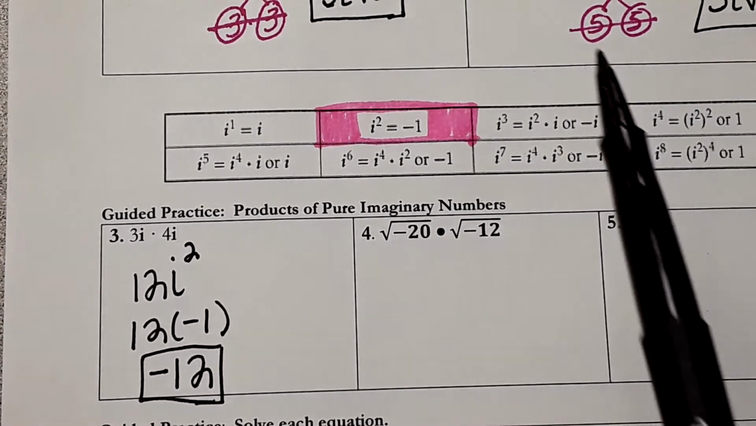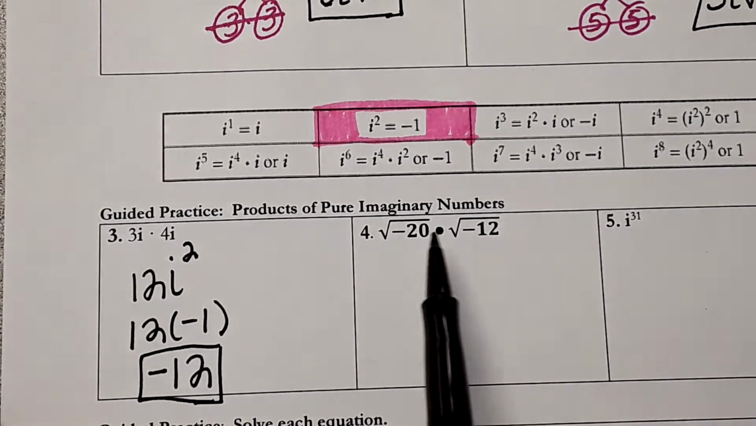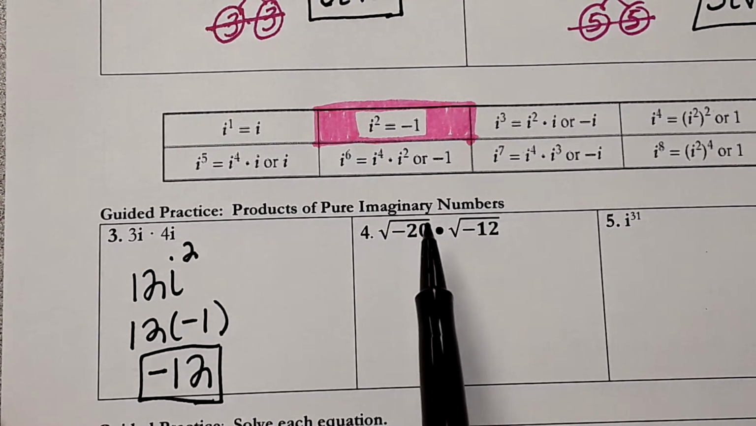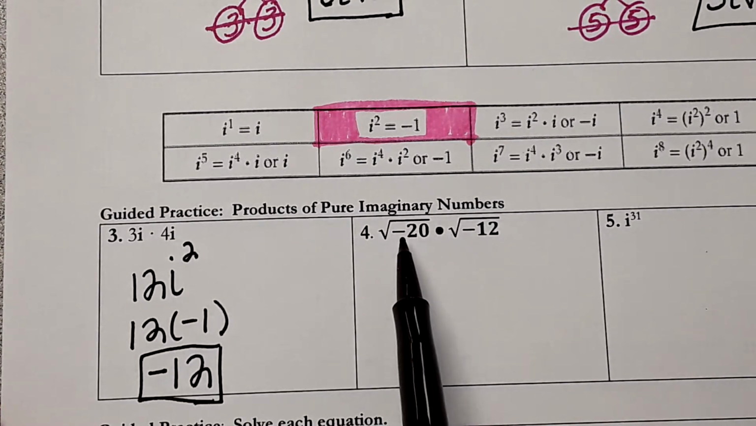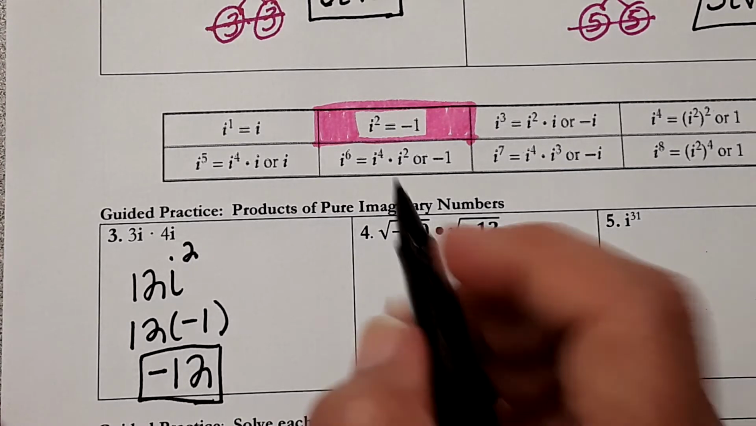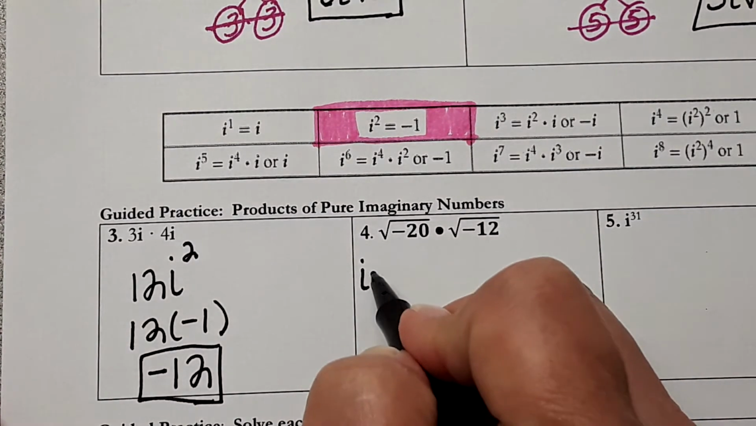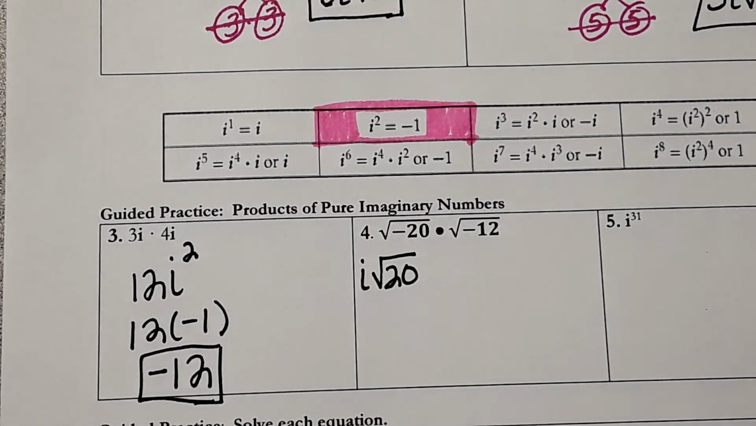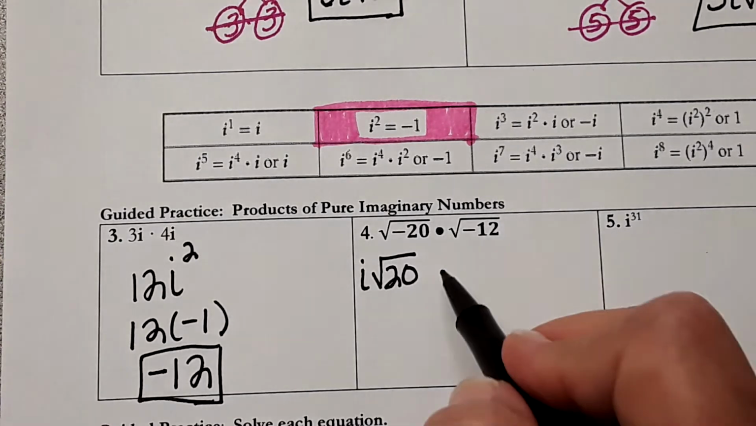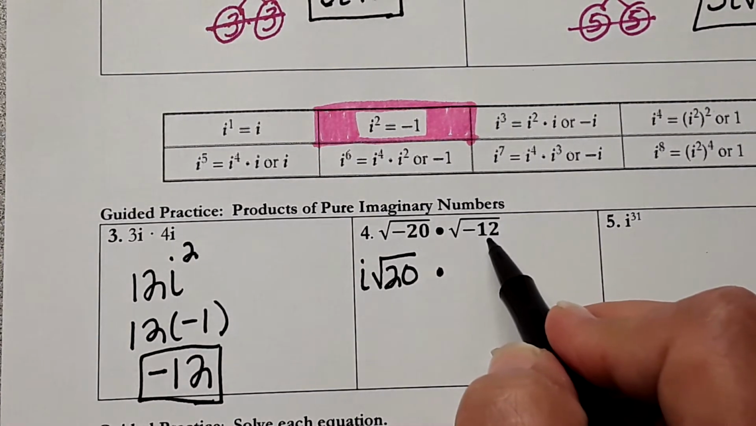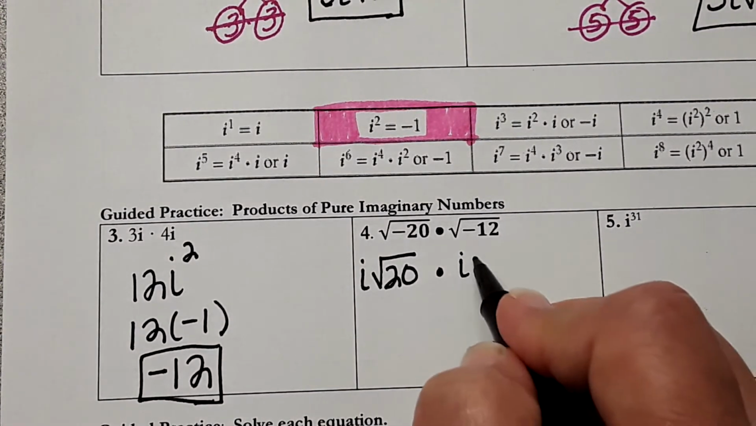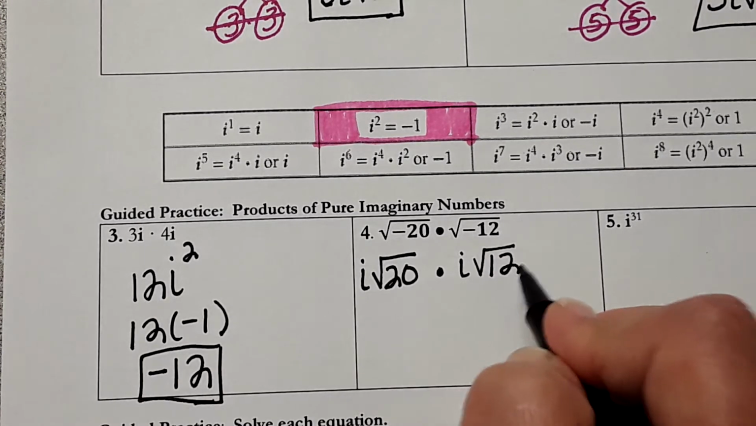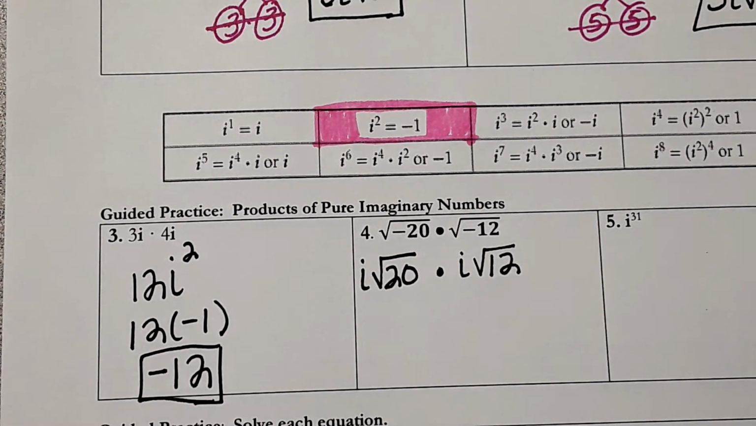So like I just said, the important thing is if you see a negative in a square root, you know automatically, oh, that's a negative. I need to pull out an i, and that becomes i square root of 20. Once you pull out the -1, it becomes i. Same thing here. This becomes i square root of 12. You have to pull that i out of the square root before you can do anything with it.